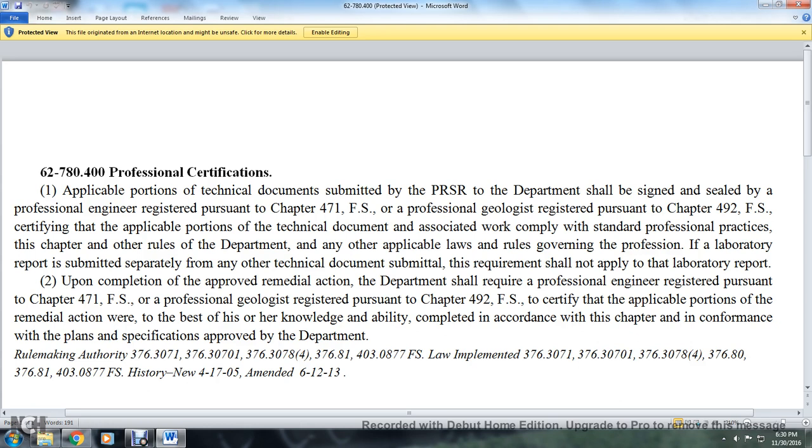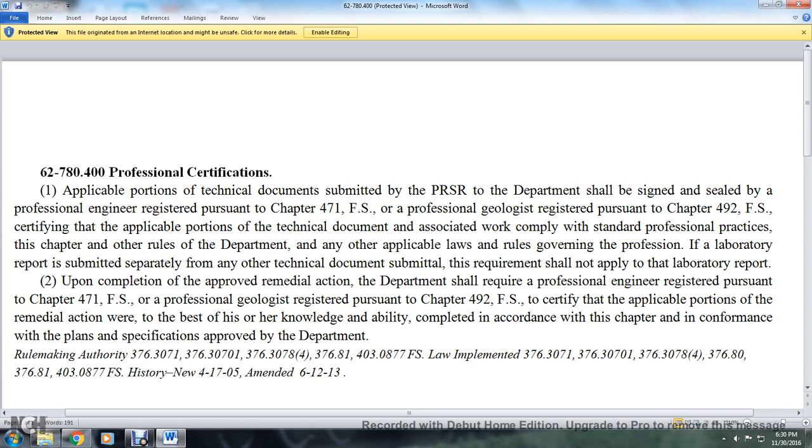If a laboratory report is submitted separately from any of the other technical documentation, the submitted requirements shall not apply to the laboratory report. Upon completion of the proof of remedial action, the department shall require a professional engineer registered pursuant to Chapter 471 or a professional geologist registered pursuant to Chapter 492, Florida Statutes, to certify the applicable portion of the remedial action is, to the best of his or her knowledge and ability, complete in accordance with the chapter and in conformance with the plans and specifications approved by the department.